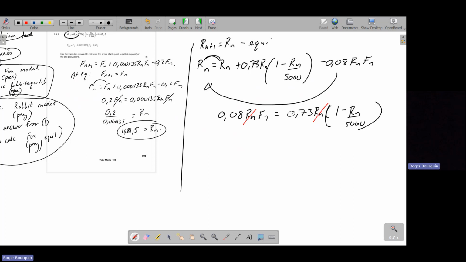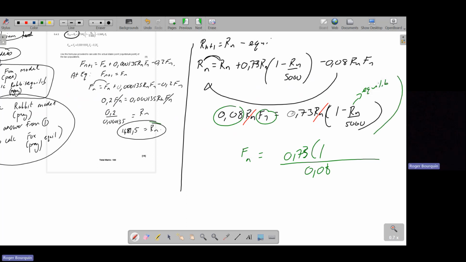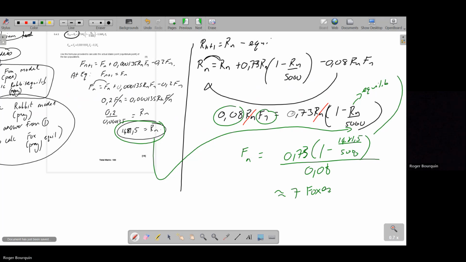Okay, so Fn, which we're trying to isolate, the fox equilibrium, will be equal to something over 0.08, divide by that 0.08. So I'm going to have 0.73, and then I need to know the equilibrium population of the rabbits, which we've calculated as 1,481,5. So I get 1 minus 1,481,5 over 5,000, all divided by 0.08, and you should get an answer of approximately 7. Okay, guys.